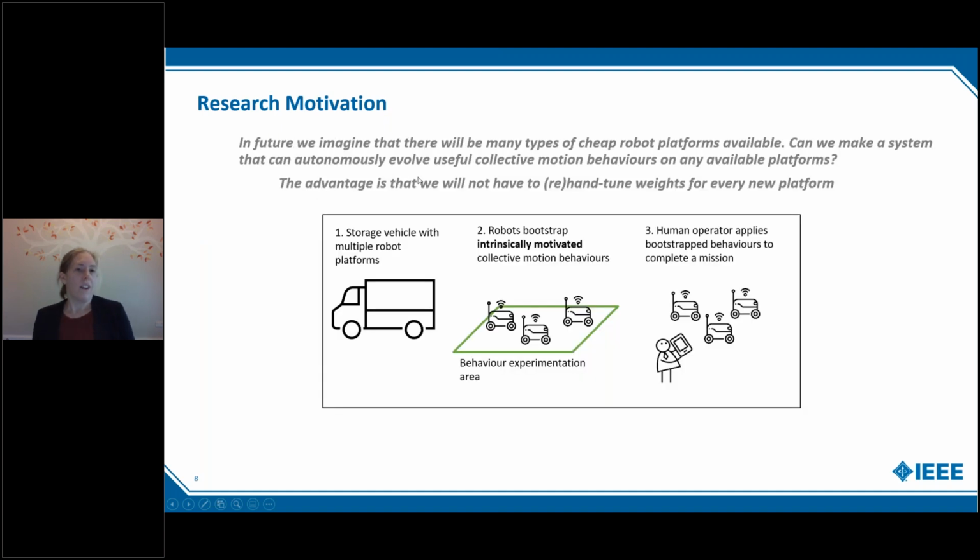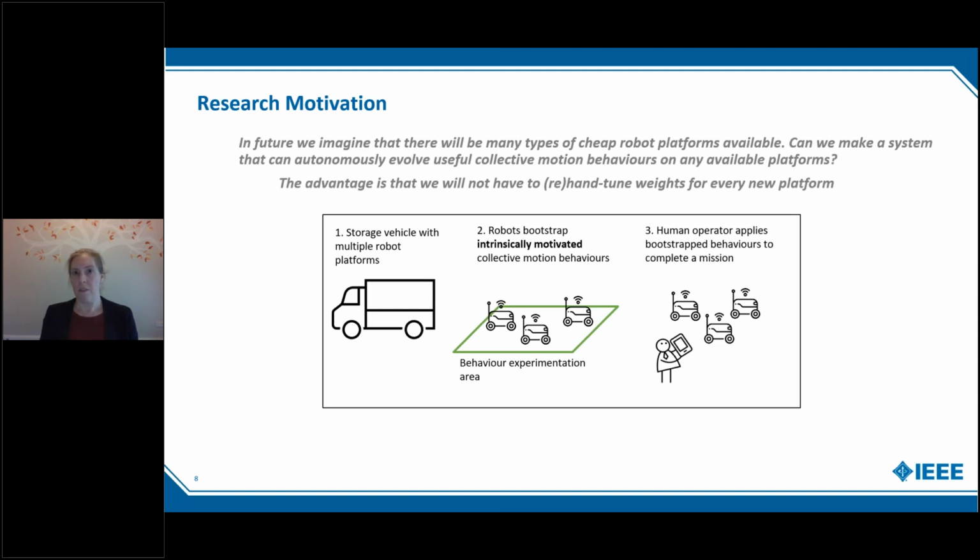So now I go to the motivation for the rest of the work that I present in the slides. So imagine now that we have many different types of cheap robot platforms available. And this is really the world that we do live in now. There are platforms that can go on the ground. There are platforms that can fly. There are autonomous vehicle platforms that will work underwater. And if you even consider the ones that work on the ground, some of them have wheels, some of them have tracks. There might be 2 wheels, 4 wheels. There are legged platforms. So there's many different types of platforms available, and they're getting cheaper and cheaper.